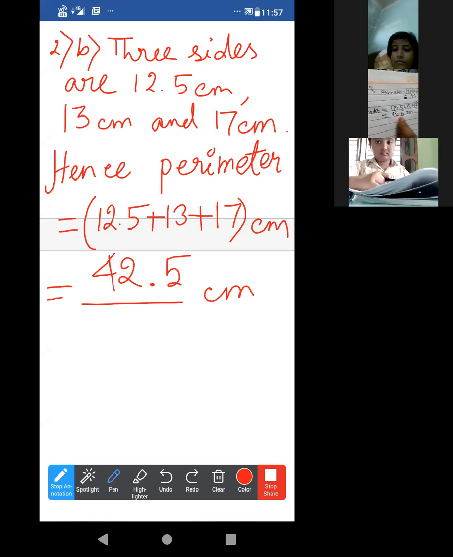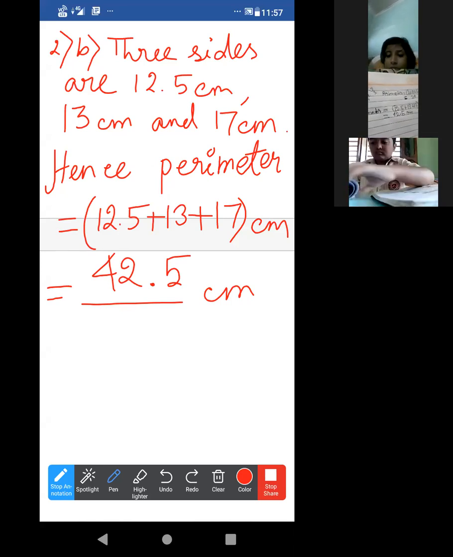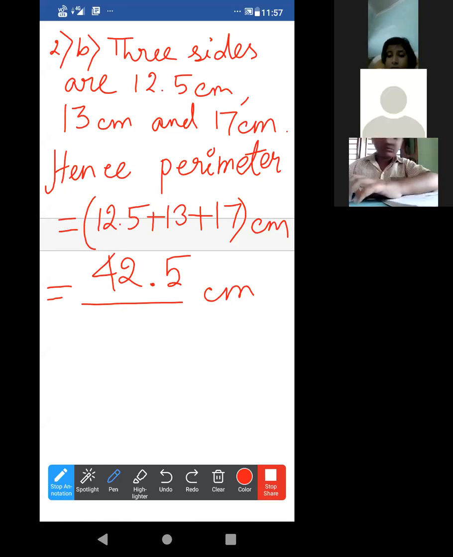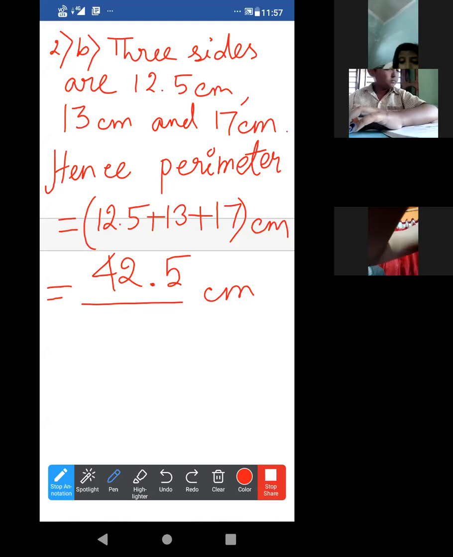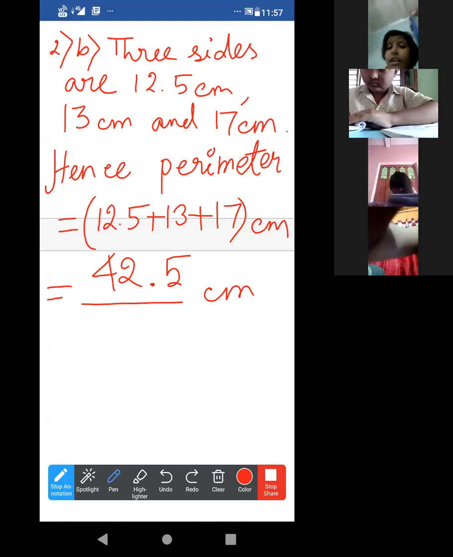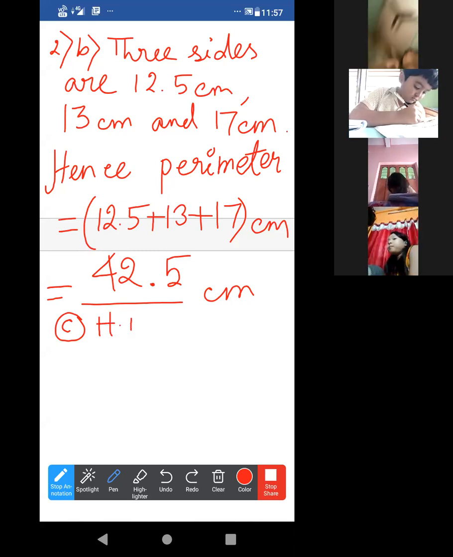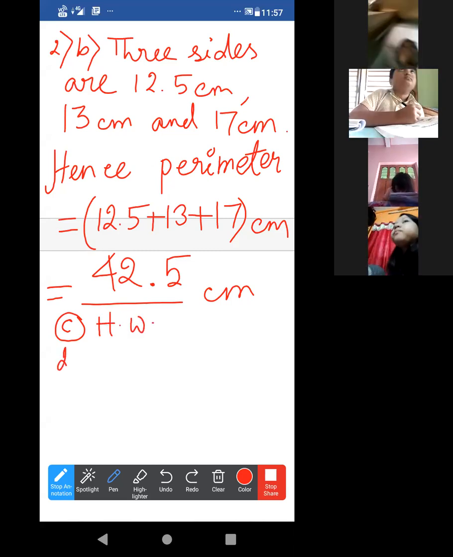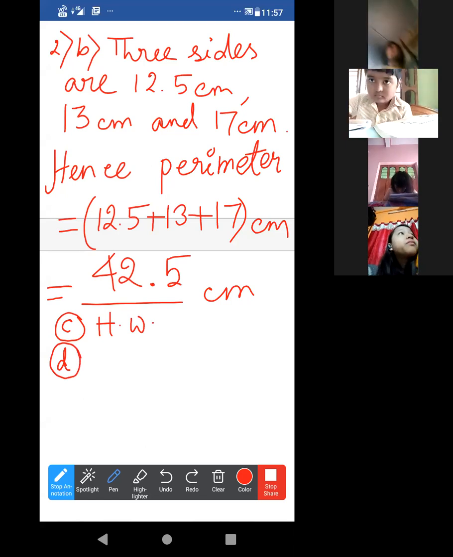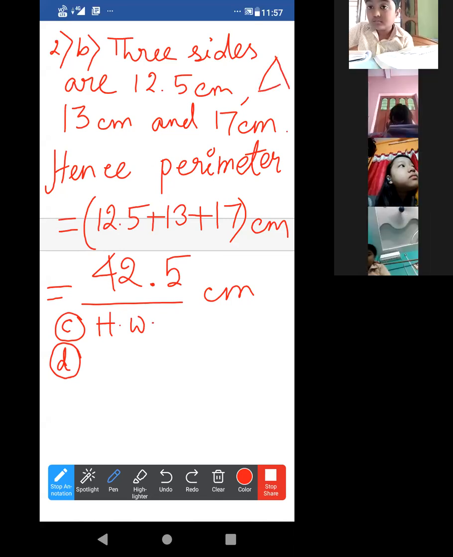Ashmit, done? Good. Okay. Not done, then do it. Number C will be your homework. Now I am doing number D. Basically, in number B, the triangle will be in this way, okay? One will be 12.5, another 13, another 17, okay?